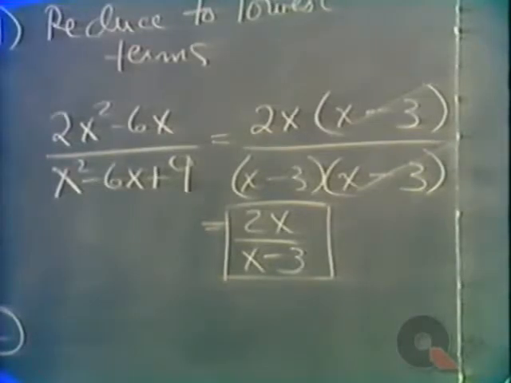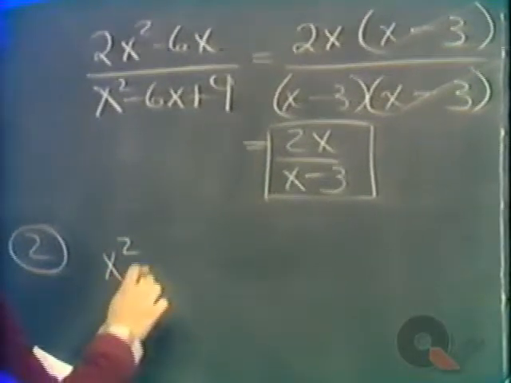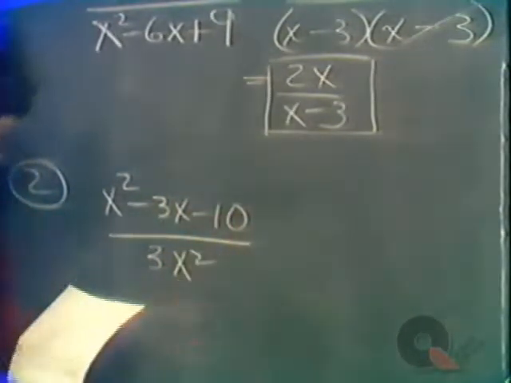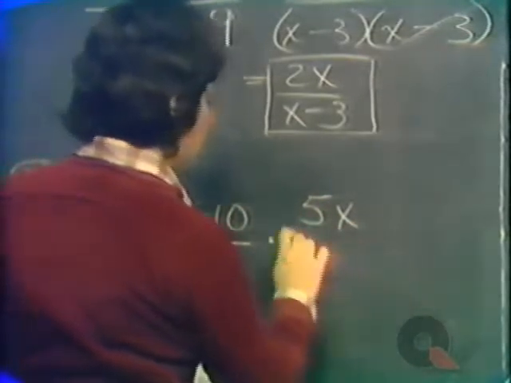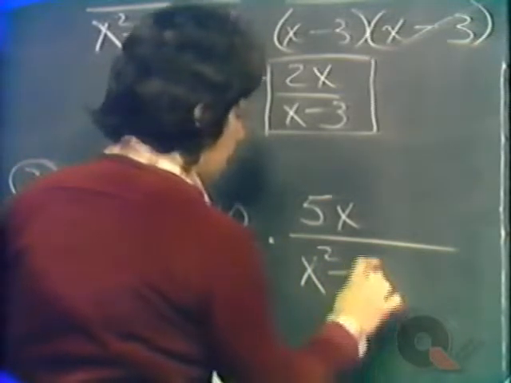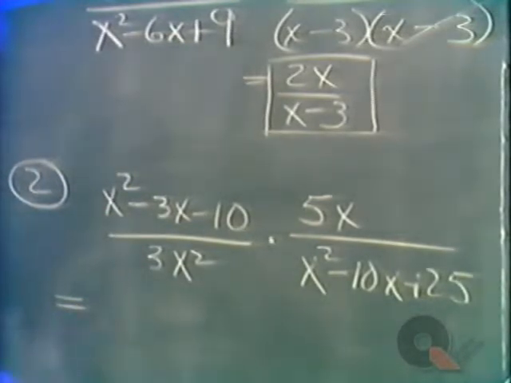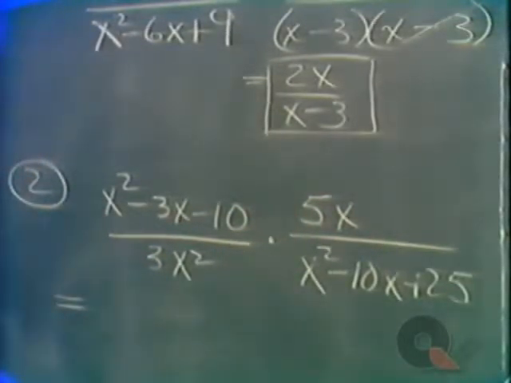In the following example, we'd like you to perform the indicated operations and simplify. We have (x squared minus 3x minus 10) over 3x squared, times this fraction, 5x over (x squared minus 10x plus 25). Now when you multiply fractions, you can multiply the numerators and divide by the product of the denominators. It is helpful if we can reduce before we do this. We're looking to see if we can factor everything, and maybe there'll be factors in common in the numerator and denominator that we can cancel out.